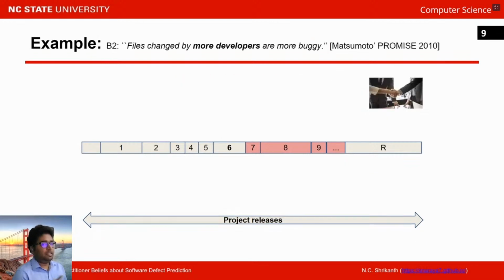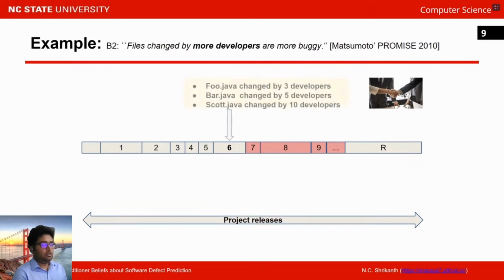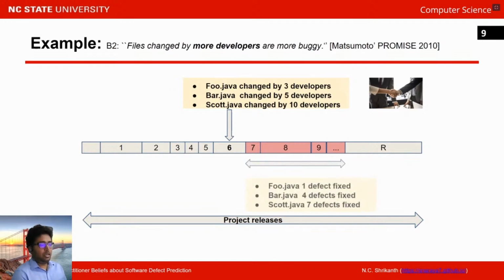Let me explain it with an example. Let's take the simpler belief, belief number 2: files changed by more developers are more buggy. So for instance, say in release 6, foo.java, bar.java, and scott.java are changed by 3, 5, and 10 developers. And correspondingly, those files' defects were fixed, let's say 1, 4, and 7. So when you correlate between 3, 5, 10, and 1, 4, 7, you get a very high correlation. And such a result would support this belief.